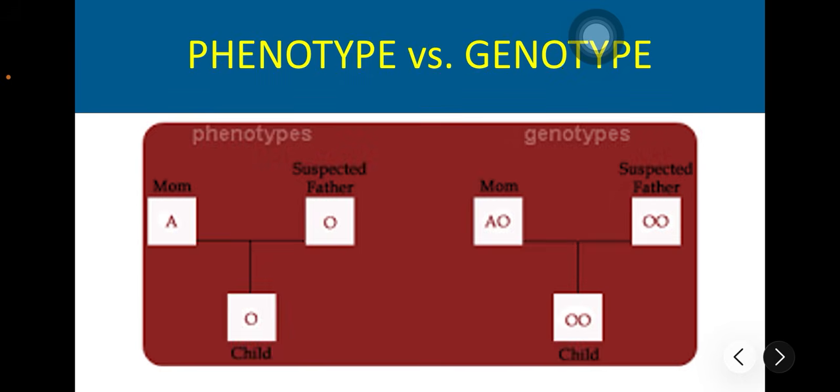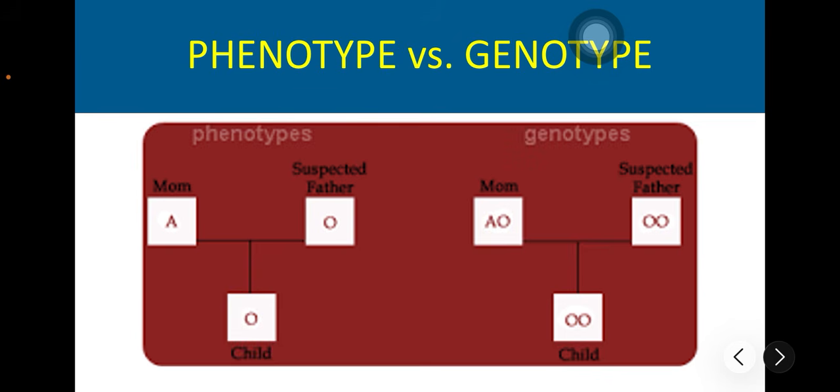So in the laboratory, we perform serologic testing to find the phenotype. Phenotype is the physical expression of your genes. For instance, if your cells agglutinate with anti-A, your phenotype is group A. But does it tell us your genotype? Not necessarily. You could be AA, which is homozygous, or AO, which is heterozygous.